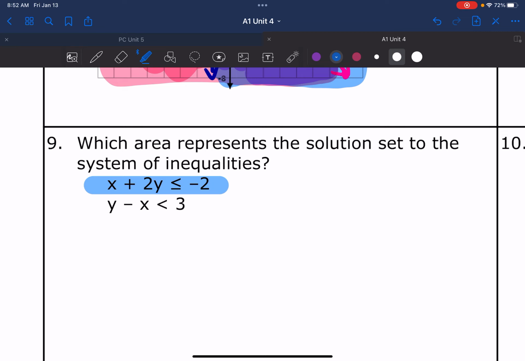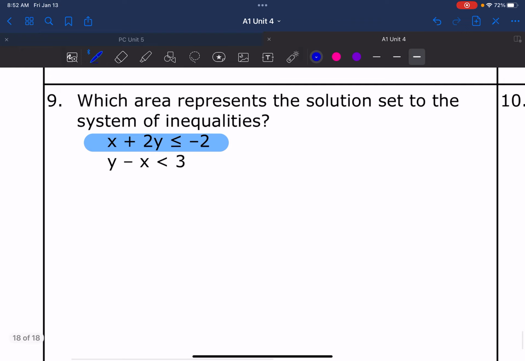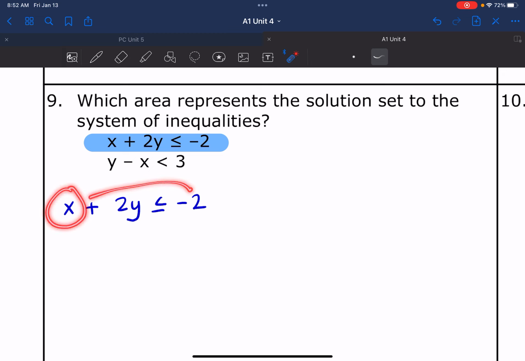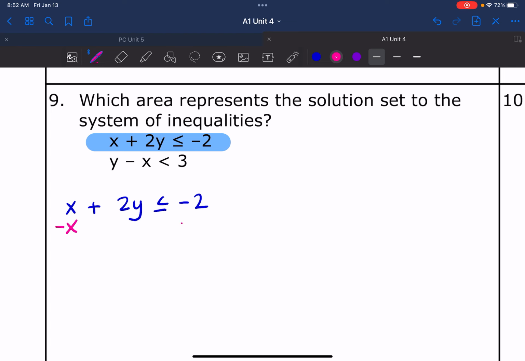So I have x plus 2y is less than or equal to -2. In order to decide what side gets shaded in, you normally would look at the symbol, but only if y is by itself. This one doesn't have y by itself, so we're going to have to start by rearranging it. Let's start by this x. It needs to move over. Since right now it's positive, we are going to subtract it.